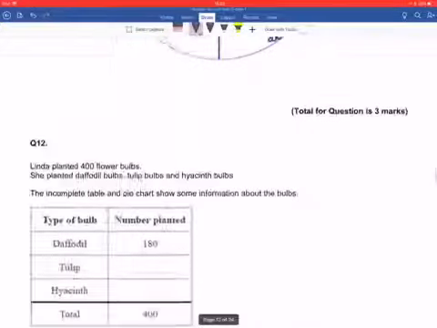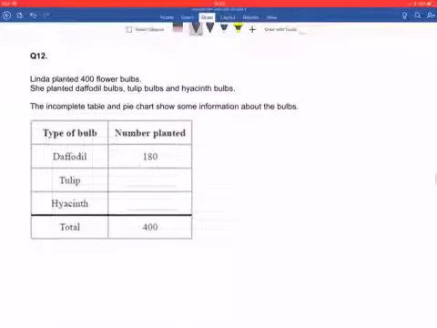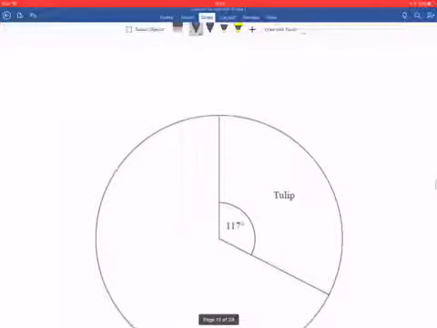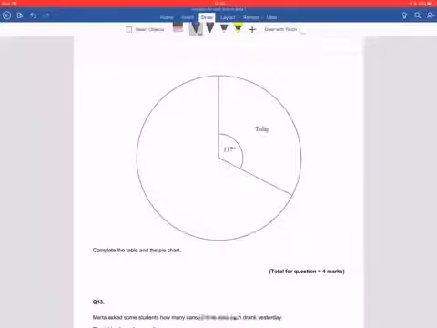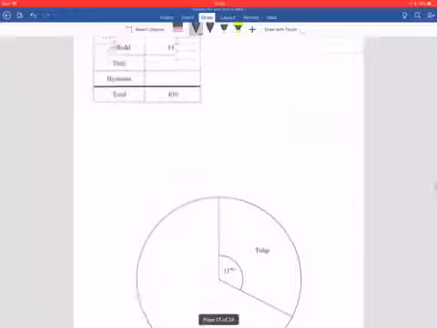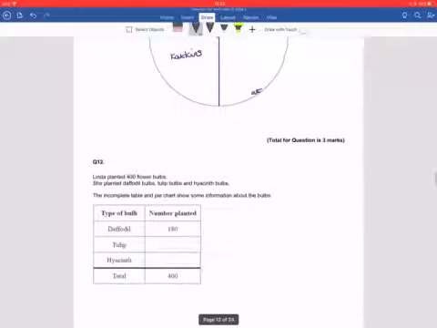Okay, so question 12. Linda planted 400 flower bulbs: daffodils, tulips, hyacinths. The incomplete table and pie chart shows some information. Okay, so let's have a look. Tulips were 117. Complete the table and the pie chart. Right, so tulips was 117 degrees.